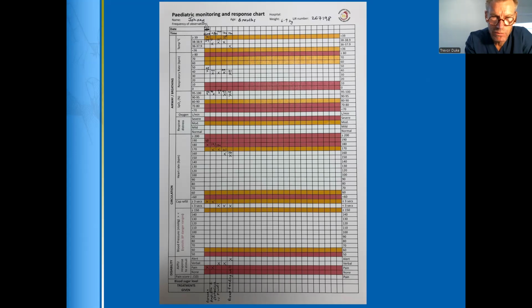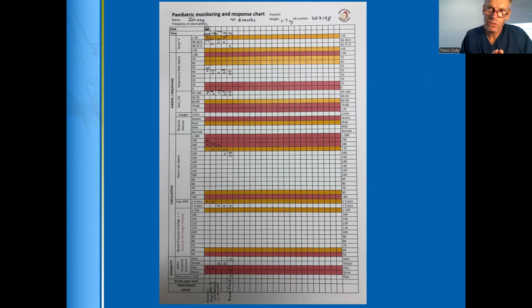And his conscious level in an infant, a bit hard to tell, but he only responded to painful stimuli to begin with. He didn't respond to verbal stimuli, and then later on he became responsive to verbal stimuli and alert. And you can see written here that he commenced breastfeeding after about 24 hours, so intravenous therapy for the first 24 hours, and then afterwards was able to breastfeed.